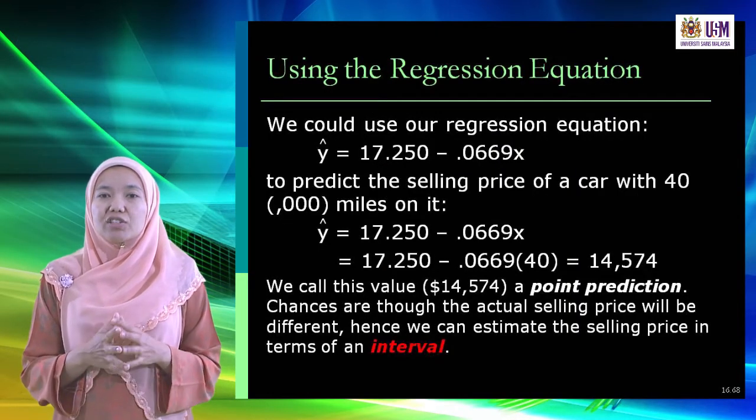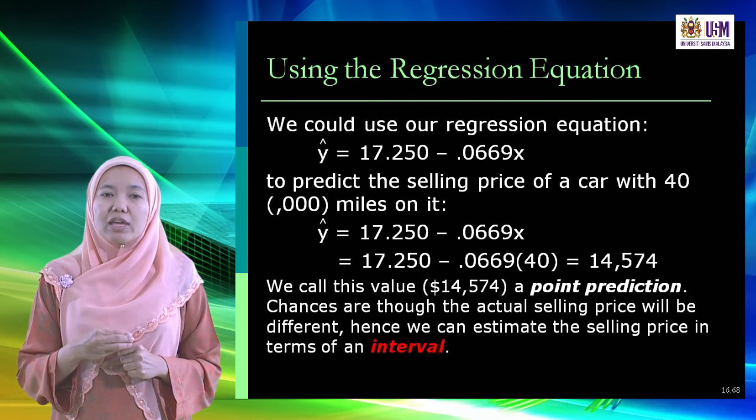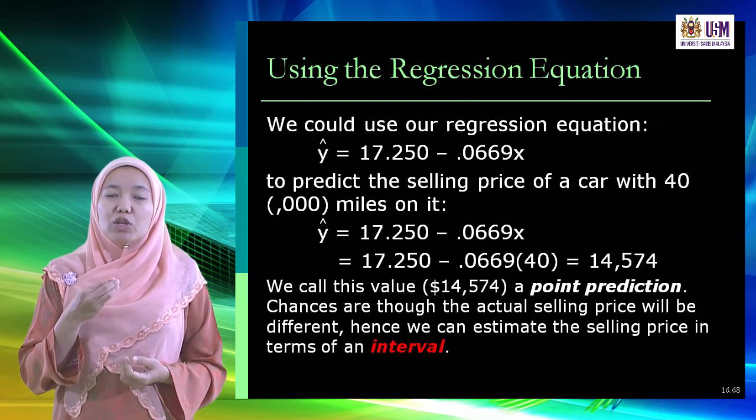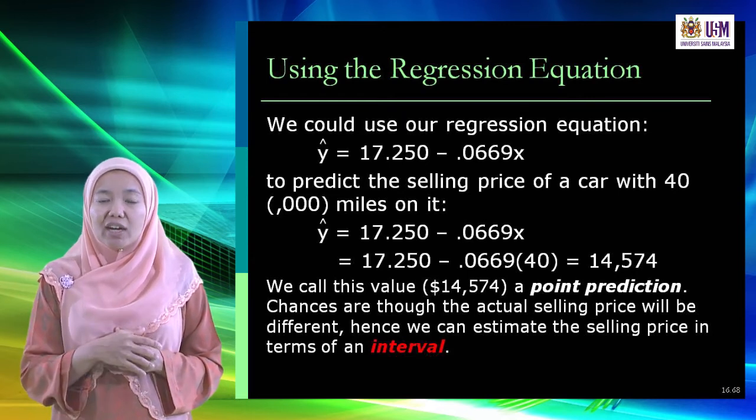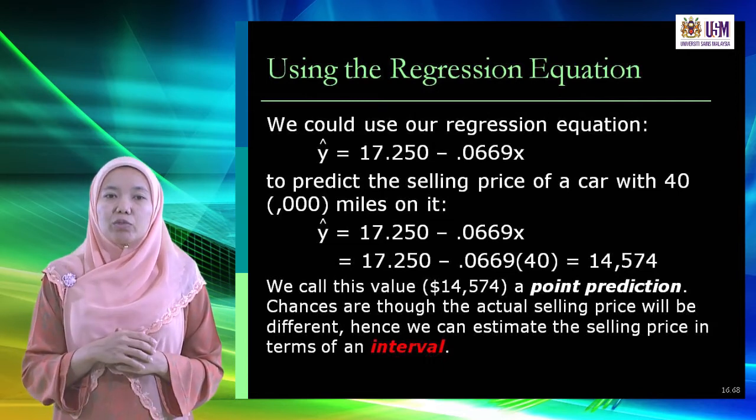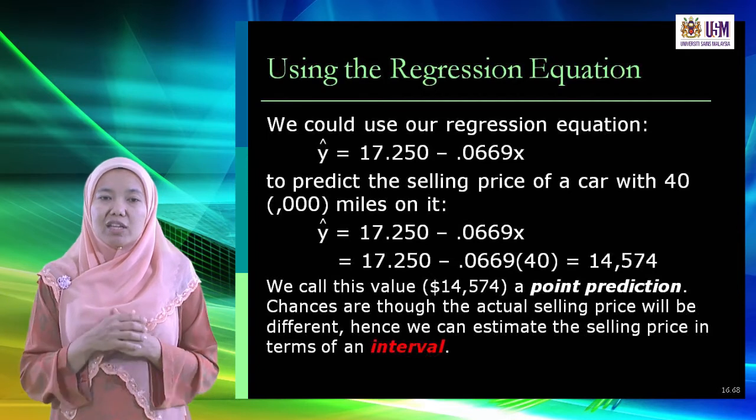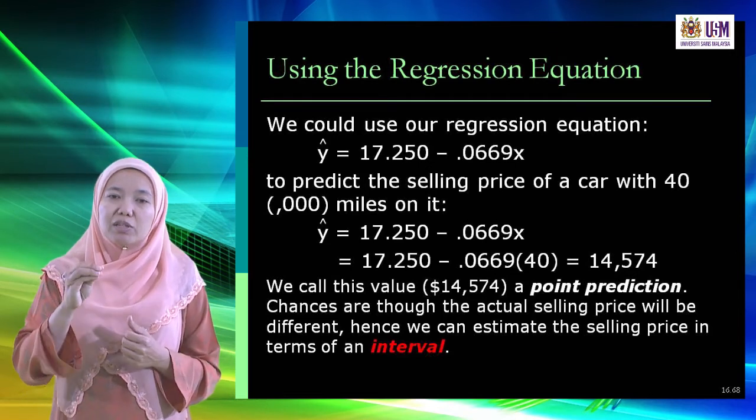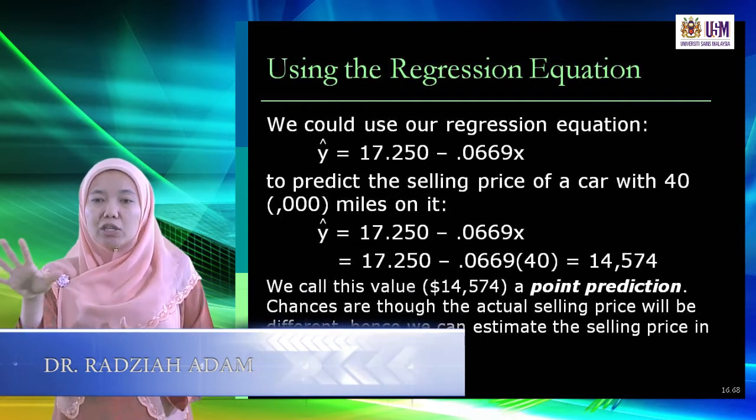One use of the regression equation is to make further estimations. Back to our example on the odometer reading and the value of the used car, we could use our regression equation: y hat, the estimated y, is equal to 17.25 minus 0.0669x. You can use it to predict the selling price of a car with 40,000 miles on it. You simply plug in 40,000 miles in place of x. So 0.0669 multiplied by 40, ignoring the unit for the time being.